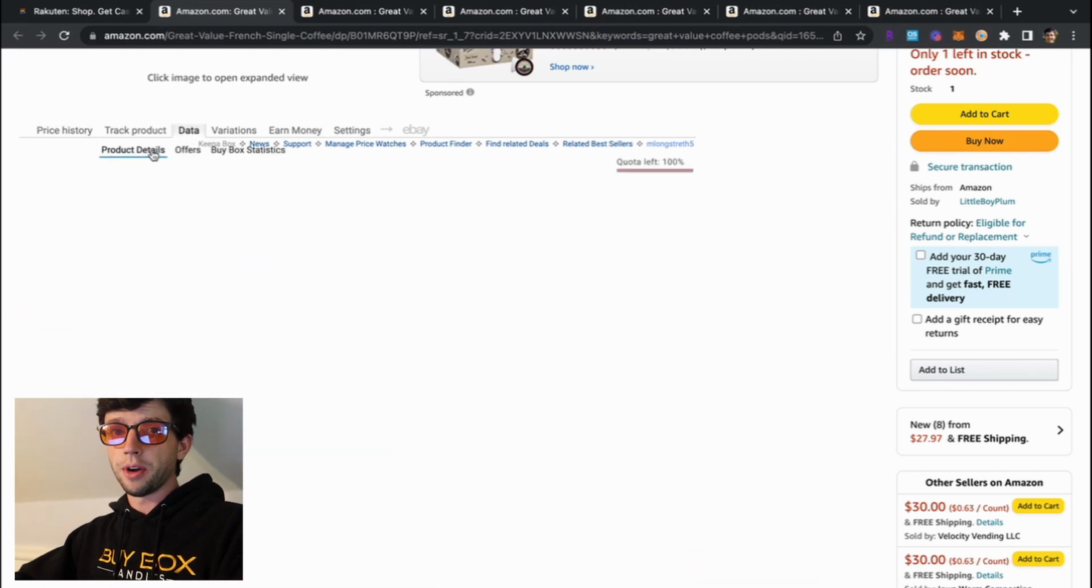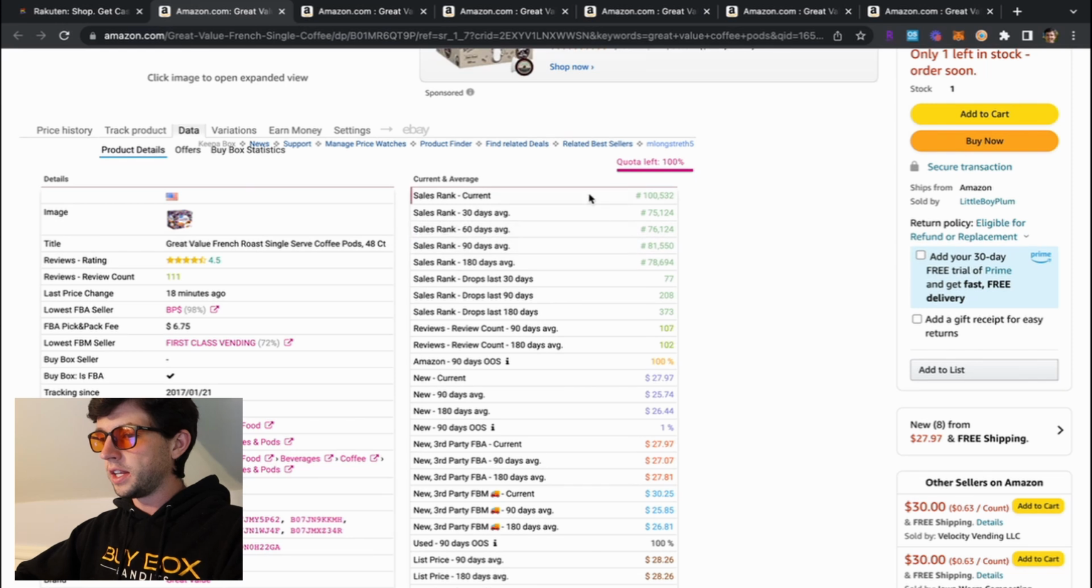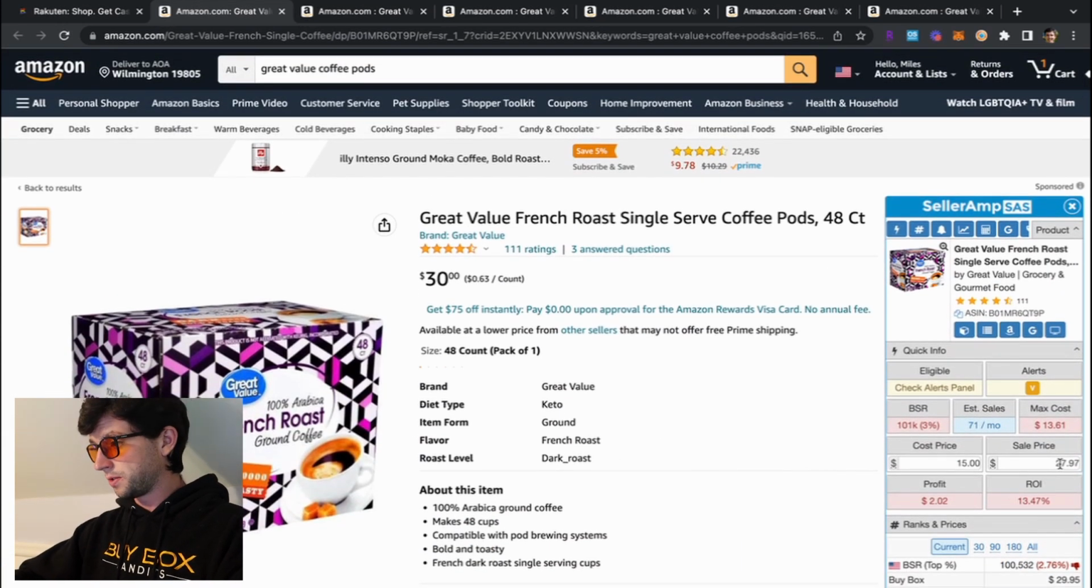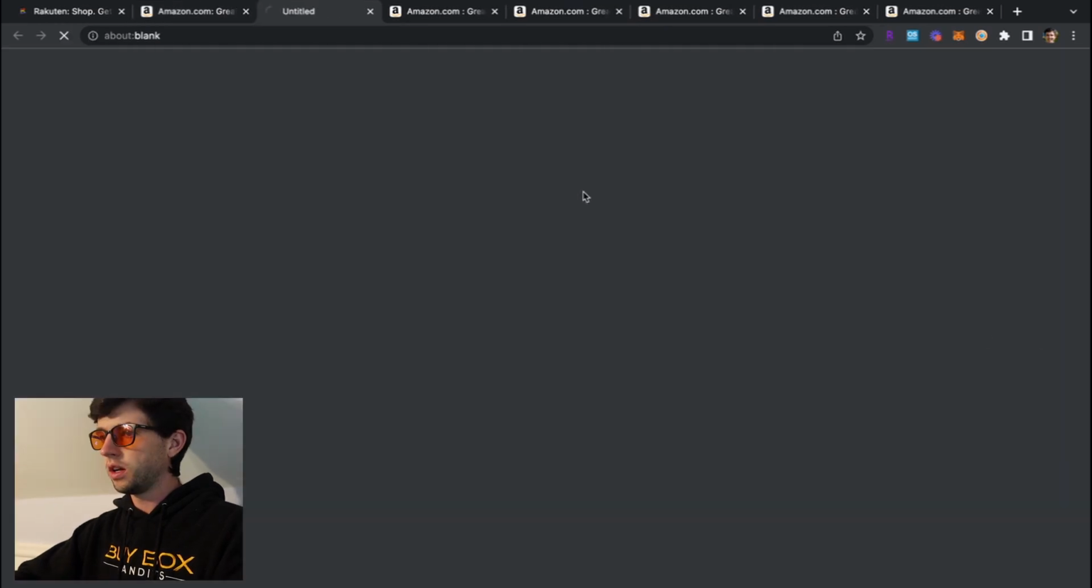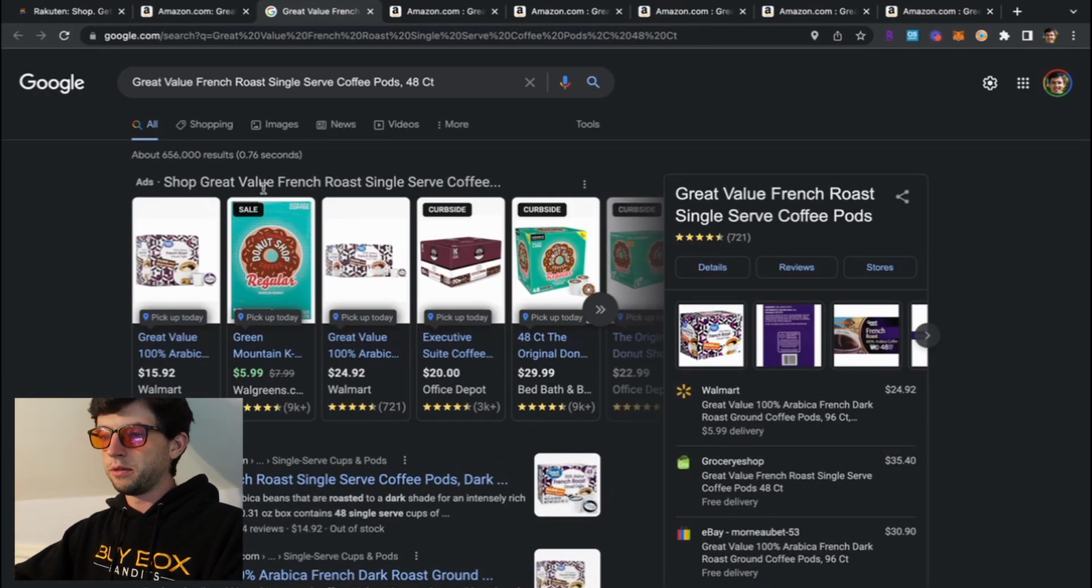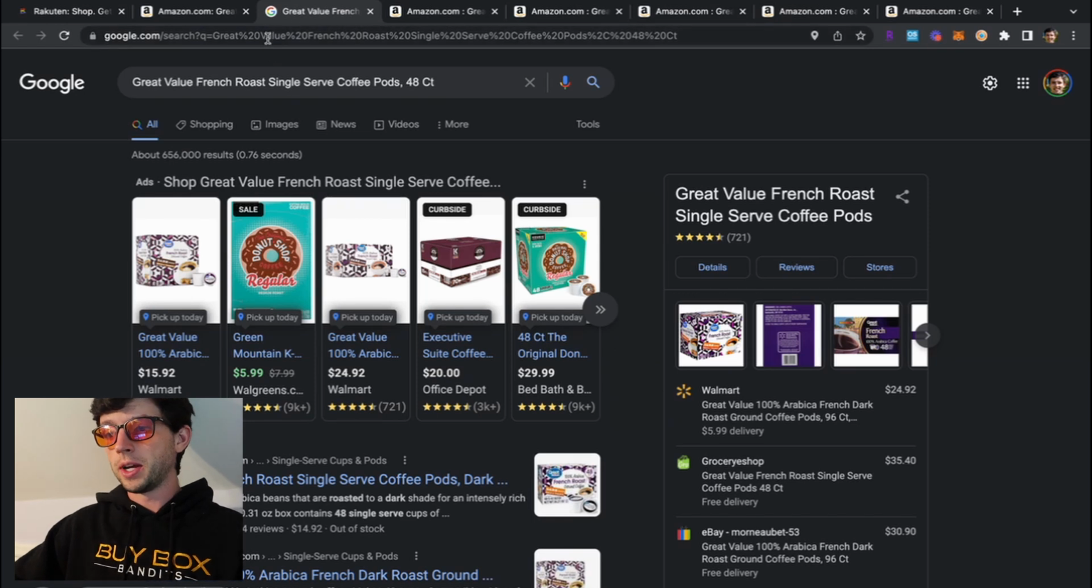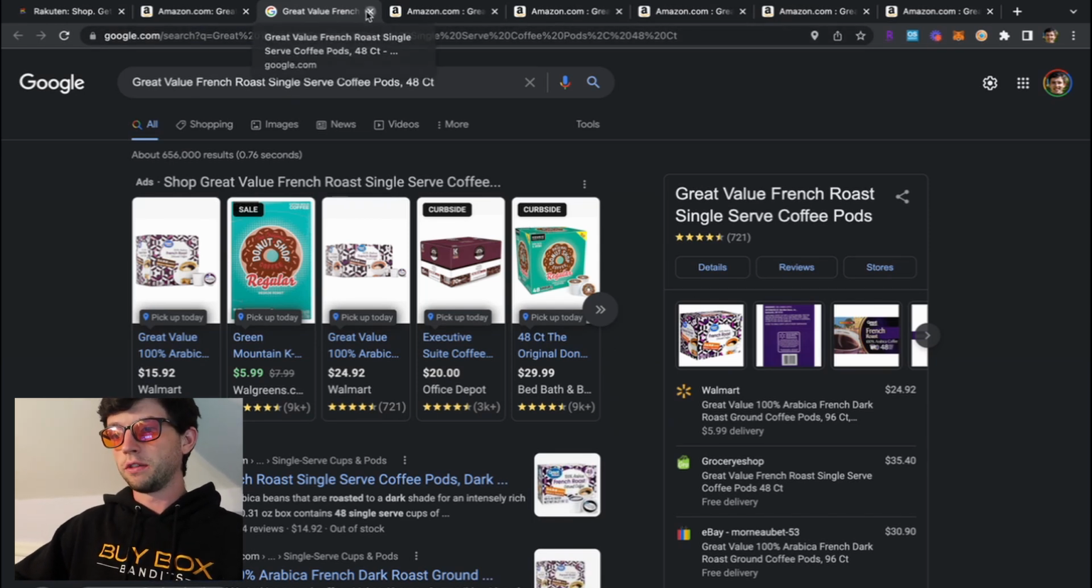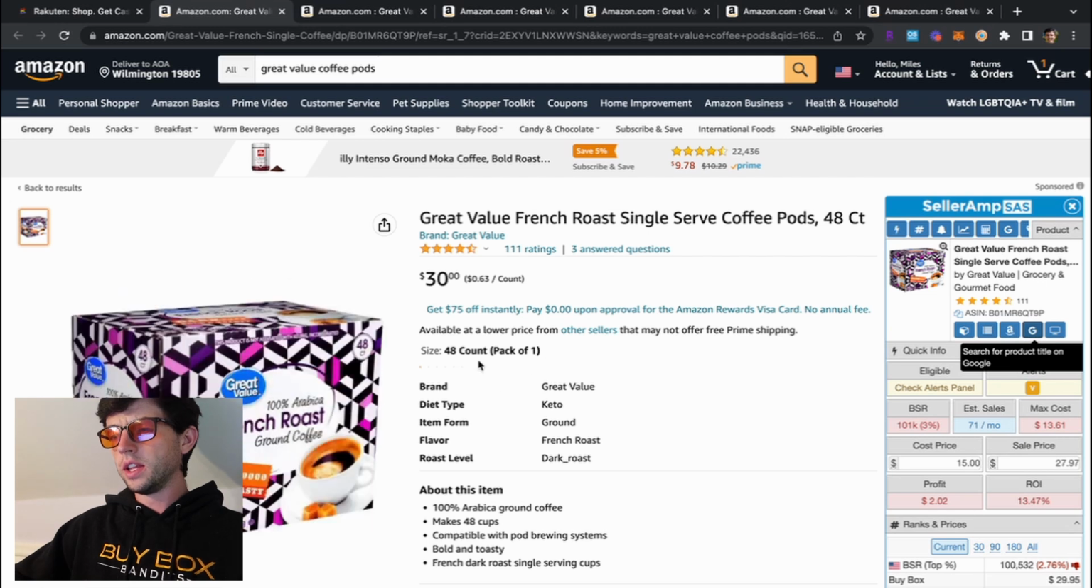If we go to data, product details, we can see the 90-day sales rank average is 81K. And what is the ASP? It sells for about 28, so we want to pay like 15 for it. The velocity metrics don't even make sense for what I'd be looking for. An 80K rank is a little high. That was actually kind of close in terms of being profitable.